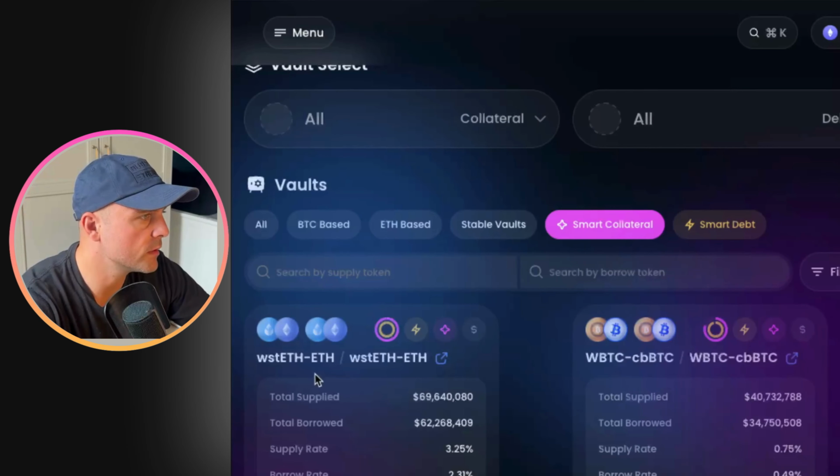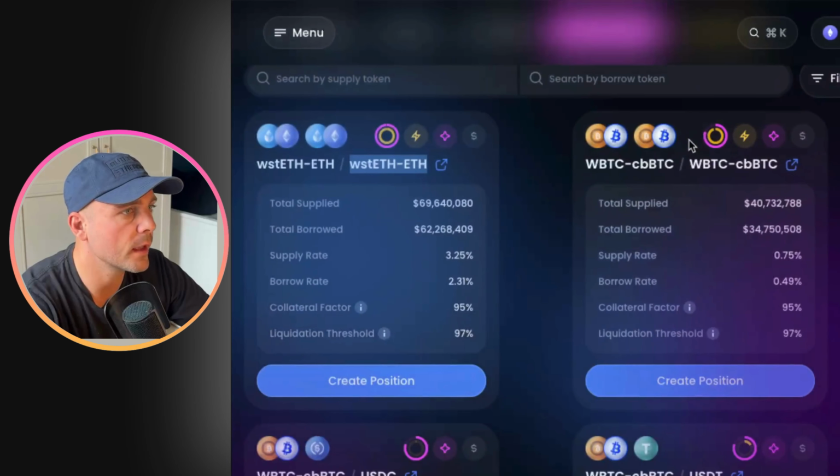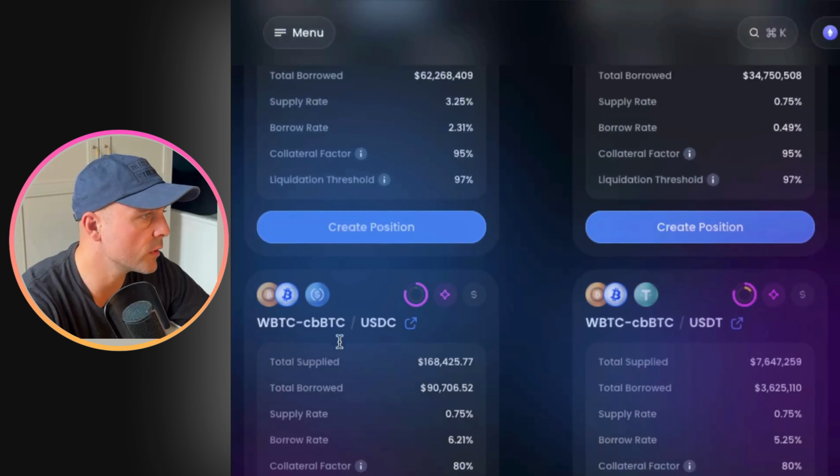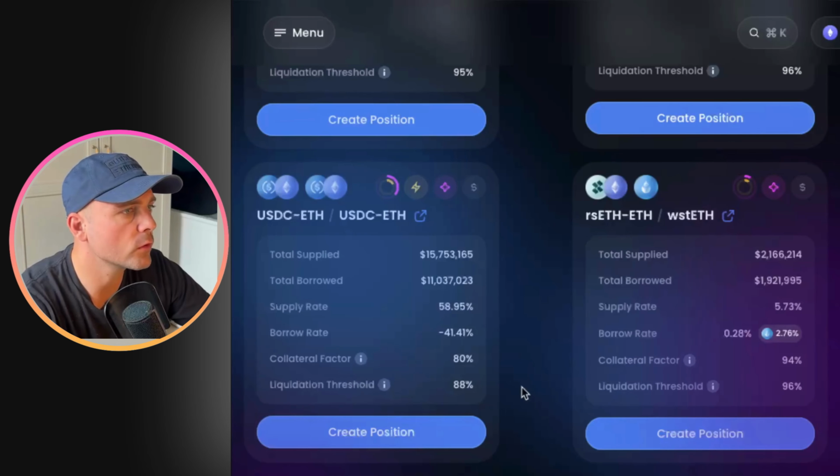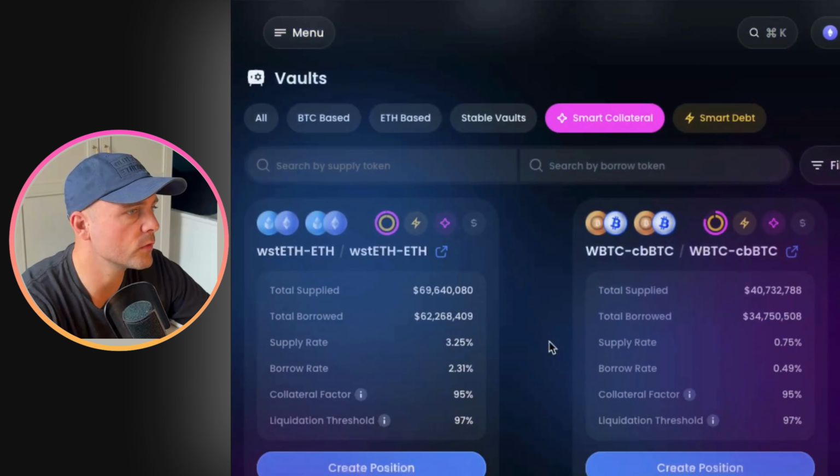Here I've filtered for smart collateral vaults, and here you can see an example of a smart collateral vault and smart debt vault, meaning you deposit two tokens and you borrow a token pair against it as well. Again, this is another example, but here you have a vault that only takes in smart collateral, but allows you to borrow a single token against it. In this video, we'll focus on an example of smart collateral and smart debt, because we want to understand the mechanics behind both of those.